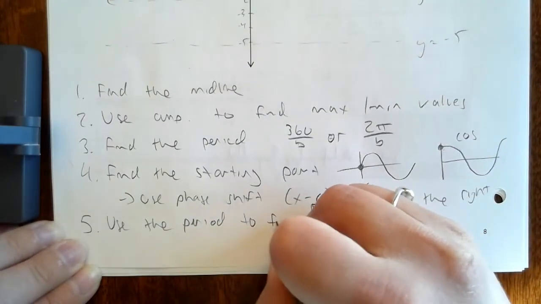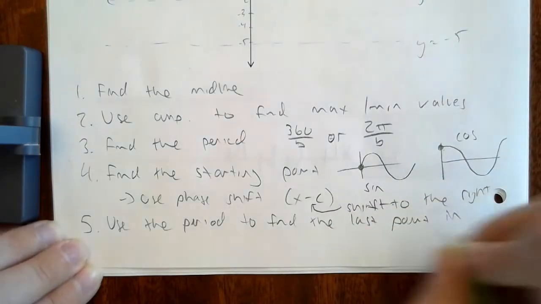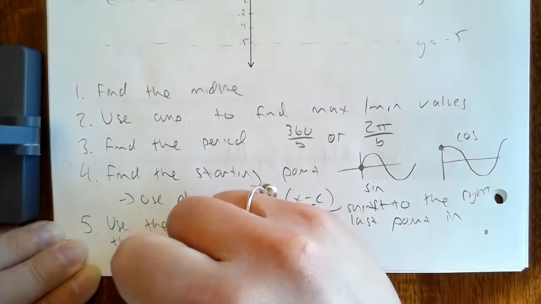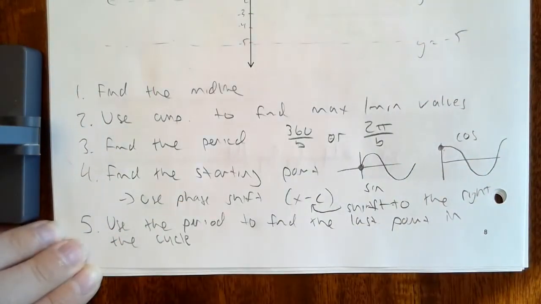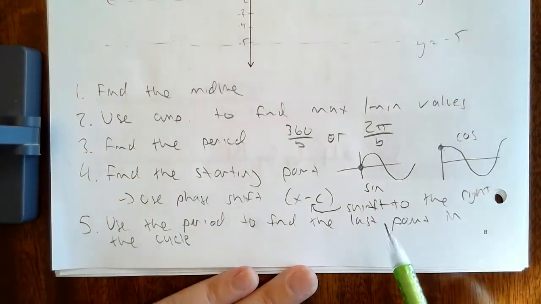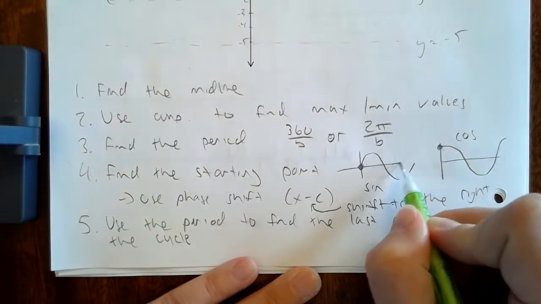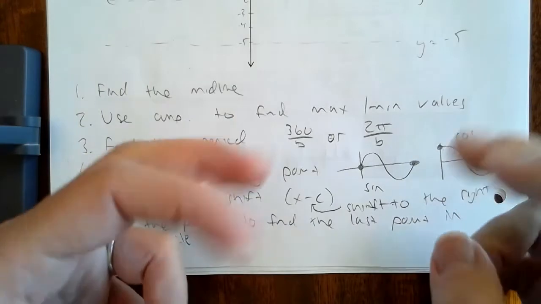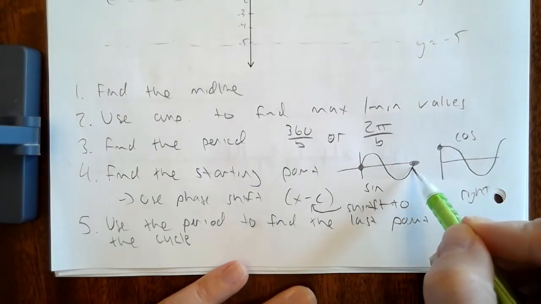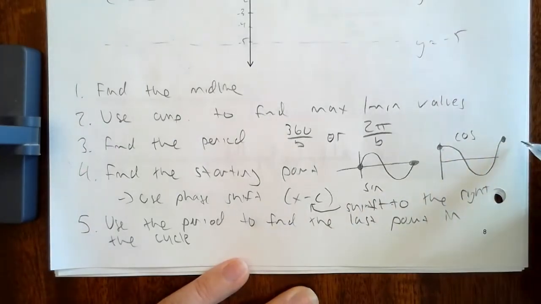to find the last point in the cycle. Now this is where you might do something a tiny bit different because maybe something else makes a little bit different sense to you. I find this makes sense to me, so this is typically what I do. What I mean by the last point, and it's not the last point, it's just where do we start to repeat. So on a sine curve, this would be the last point. On a cos curve, this would be my last point. It's where we start to repeat.